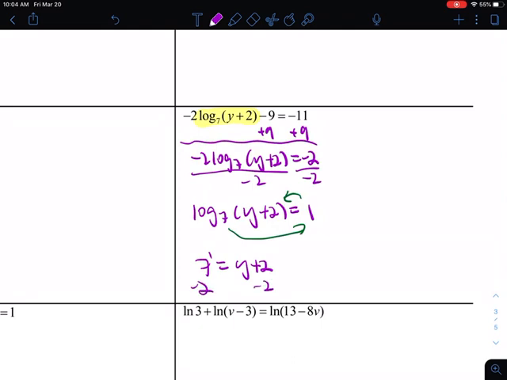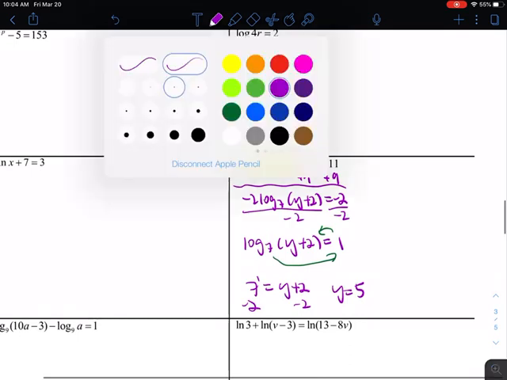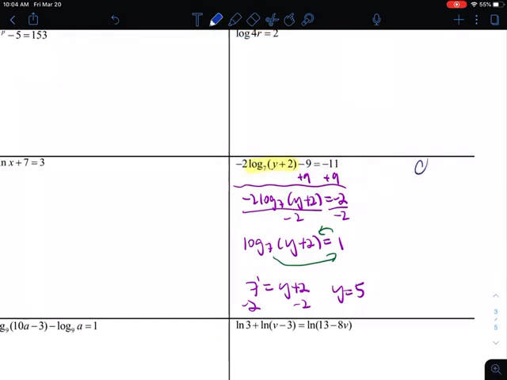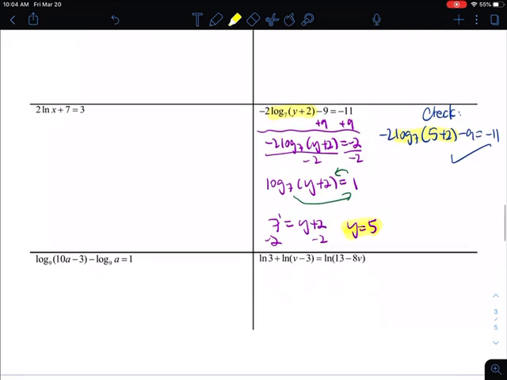7 to the first power is just 7. So let's go ahead and subtract 2 on both sides, and we get y equals 5. But of course, you should always check your answers. So we have y is 5, so let's plug that in. Minus 9 equals negative 11. And then we see that this is going to be log base 7 of 7, which is a positive number. So we know that's going to be checked out. So y equals 5 will be a valid solution.